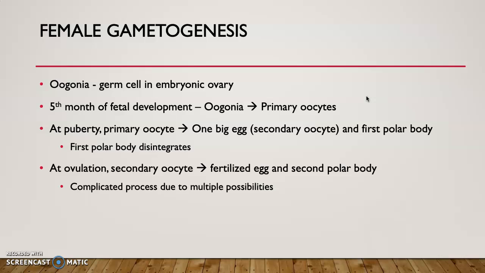However, if the secondary oocyte does not get fertilized, it instead releases from the ovary in the process called ovulation, and pretty much meiosis never completes, and the egg just simply disintegrates. So it's a similar process, but it's a little complicated because there are so many directions in which the primary oocyte can go, depending on whether you have sexual intercourse, whether the egg becomes fertilized, and so on.